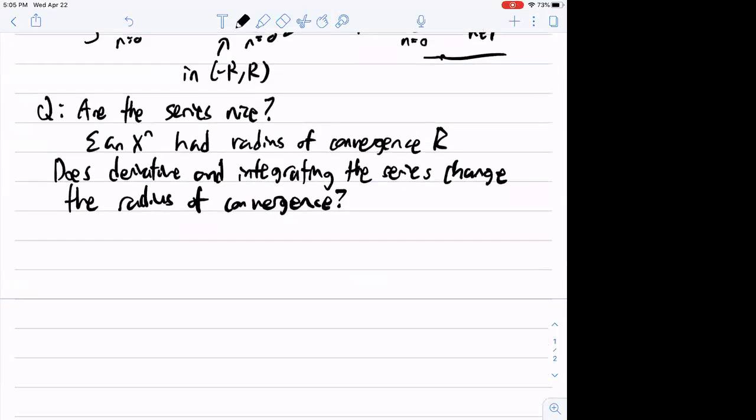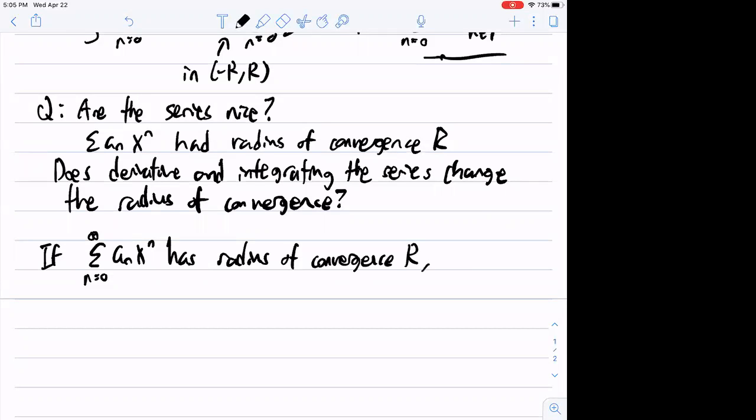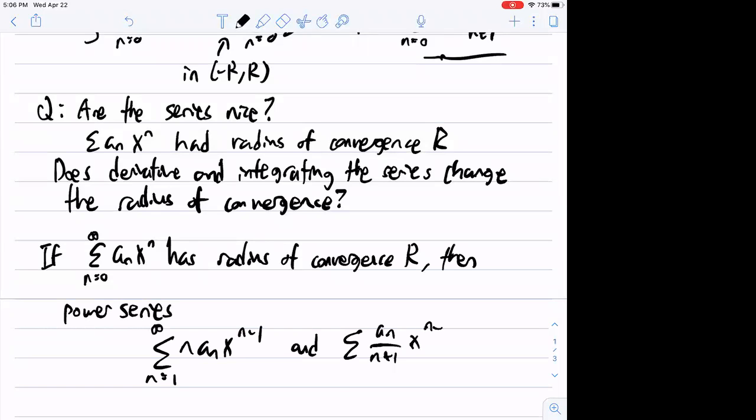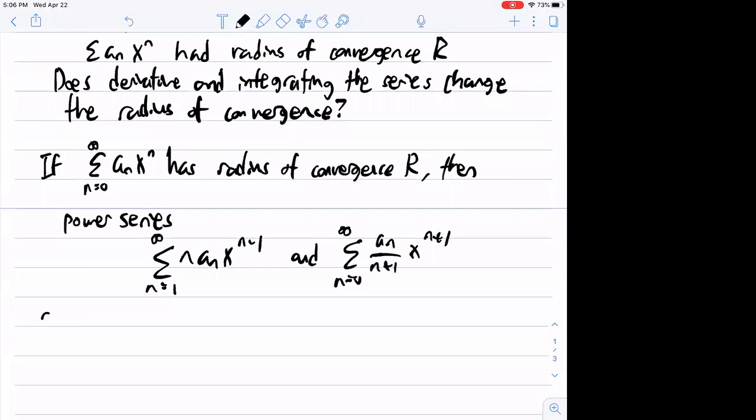Okay, so there's a theorem, I'm not going to go over it, but it says that if sum n equals 0 to infinity of a_n x^n has radius of convergence R, then the power series given by the derivative, sum of a_n n x^(n-1), and sum of a_n over n plus 1, also have radius of convergence R. So this is nice, because it would be really bad if you could bring the derivative inside, but the thing you get ends up not converging on that radius.